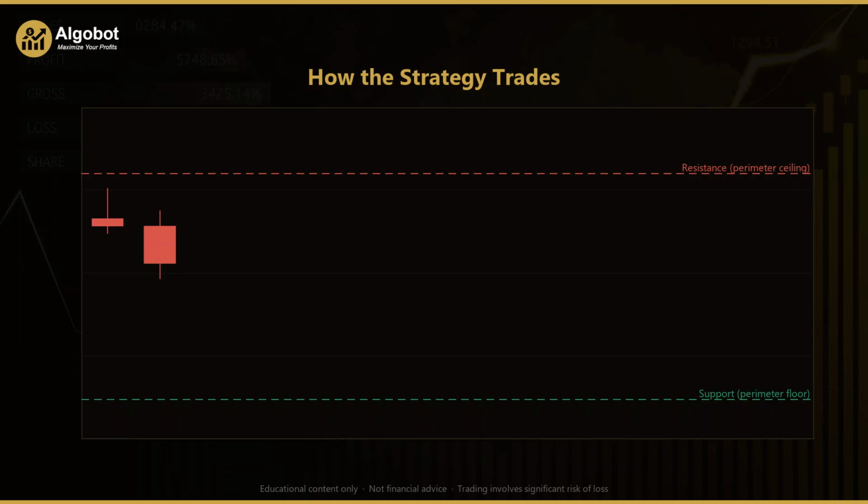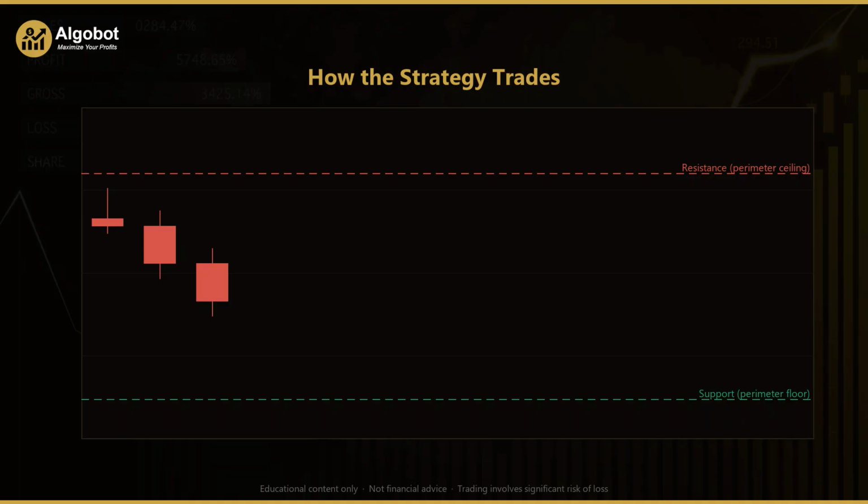On the chart, you can see a recent price range on Euro versus US dollar. The red dashed line near 1.0900 is our resistance, the highest high of the lookback window. The green dashed line near 1.0840 is our support, the lowest low. Together, they form the perimeter the market has been respecting.